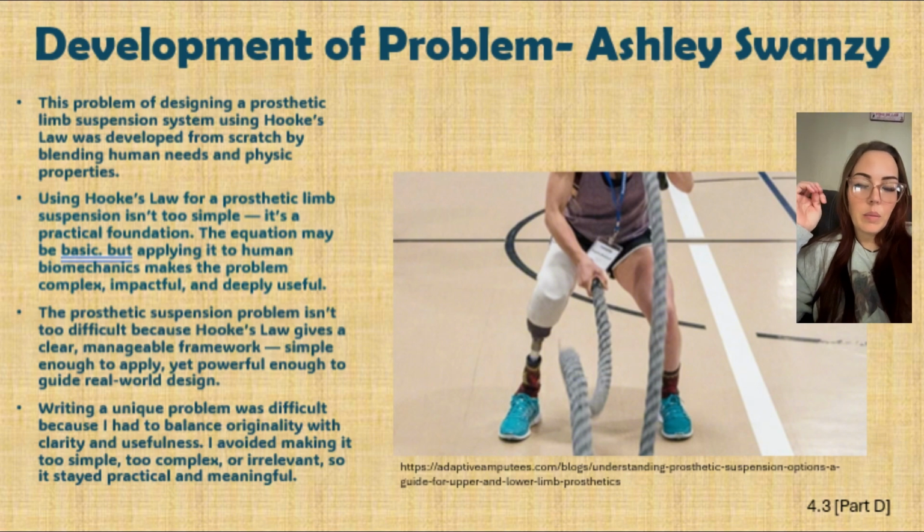The prosthetic suspension problem isn't too difficult because Hooke's law gives a clear, manageable framework, simple enough to apply yet powerful enough to guide real-world design. Writing a unique problem was difficult because I had to balance originality with clarity and usefulness, and I avoided making it too simple, too complex, or irrelevant, so it stayed practical and meaningful.